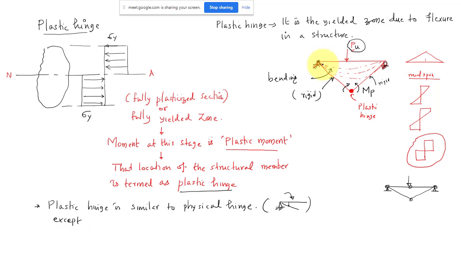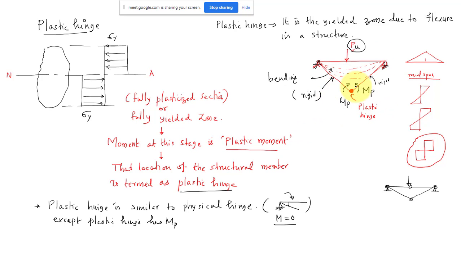The difference is that at the physical hinge there won't be any moment. The moment will be zero, and it has no resistance against rotation. It is just rotating without any moment of resistance. Except for the plastic hinge, it is also rotating, but it is having some moment Mp. Only that is the difference between the physical hinge and plastic hinge, but it will behave in a similar way. It will not have any further resistance against rotation.